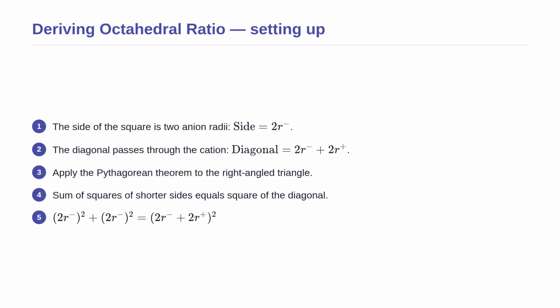First, the length of the edge of the square formed by the anion centers is simply 2 anion radii, so the side equals 2r minus. Next, the diagonal consists of 2 anion radii plus the full diameter of the central cation, giving us 2r minus plus 2r plus. Now we apply the Pythagoras theorem to the right-angled triangle formed by 2 sides of the square and its diagonal. We set the sum of the squares of the 2 shorter sides equal to the square of the diagonal.